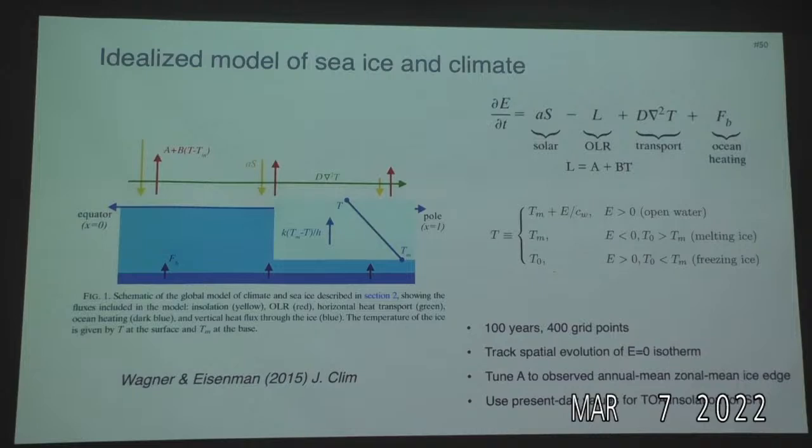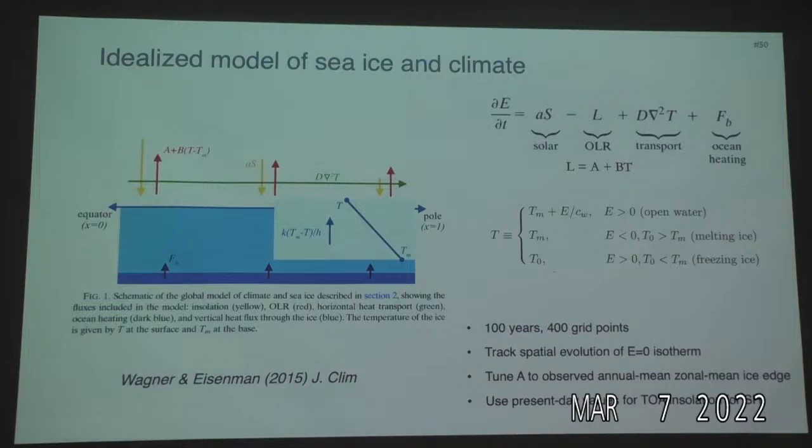And then on top of that, they also included some single column model representation of physics, so that the temperature evolves with the enthalpy if you have open water, but it's held fixed for freezing or melting of ice. So we run this model for 100 years over 400 grid points under controlled climate forcing. So we're not considering any climate change. And we track the spatial evolution of the E equals zero isotherm as a proxy for the sea ice edge.